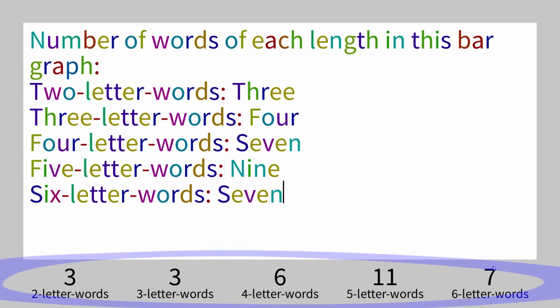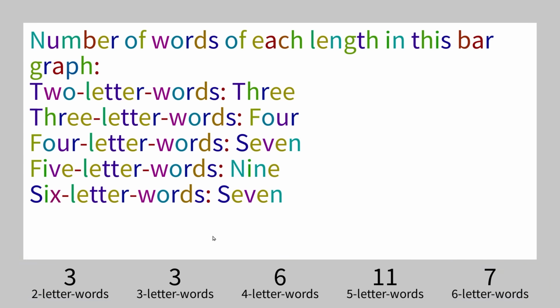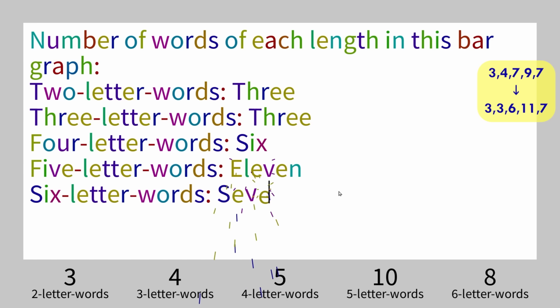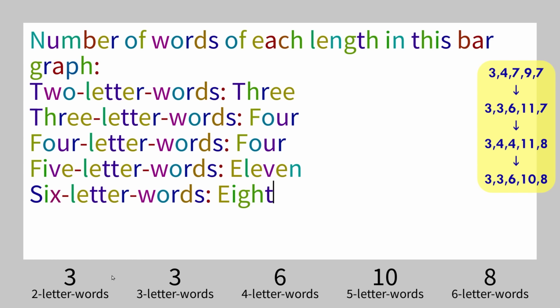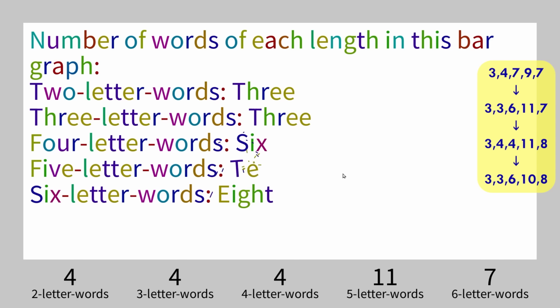Luckily for us, we have this UI at the bottom that updates live, calculating the actual number of words of each length as we're typing it. If the UI also said 3, 4, 7, 9, 7, we'd be done. But it doesn't, it says 3, 3, 6, 11, 7 instead. So let's update our message to reflect those new numbers. 3, 3, 6, 11, 7. Does this result in a solution? Well, no. 3, 4, 4, 11, 8. The UI now says 3, 3, 6, 10, 8. It's still different. 3, 3, 6, 10, 8.